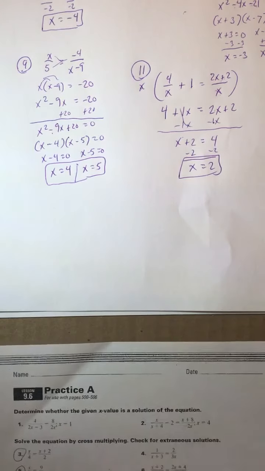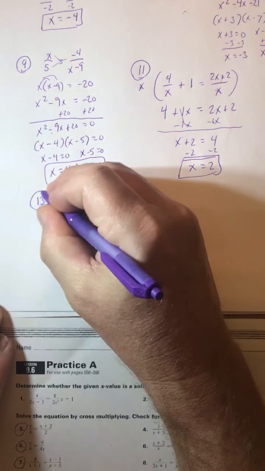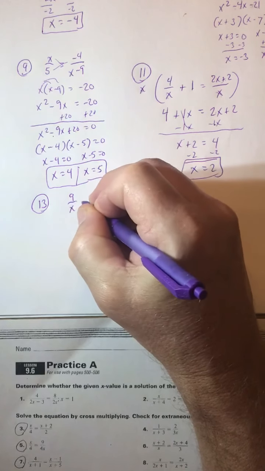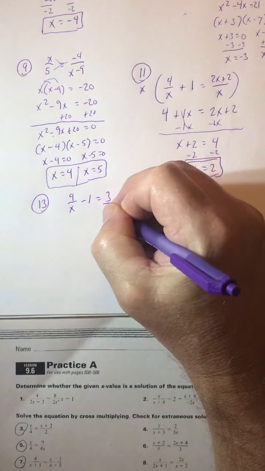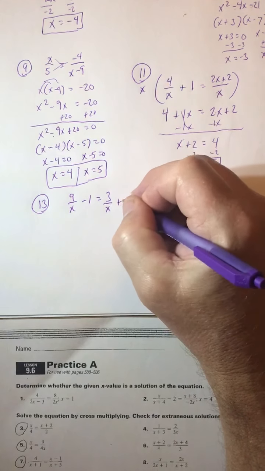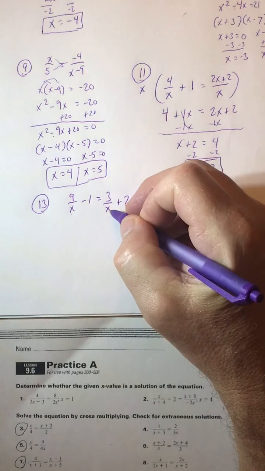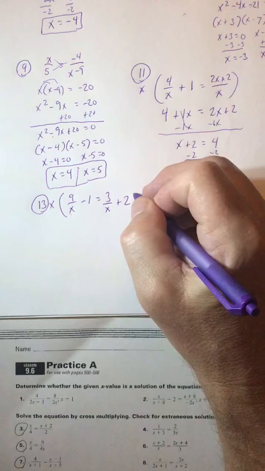And then let's see, 2 more to do. Number 13. All right, I have 9 over x minus 1 equals 3 over x plus 2. And again, common denominator, there's only one denominator, it's an x. So I'm going to multiply everything by that x.